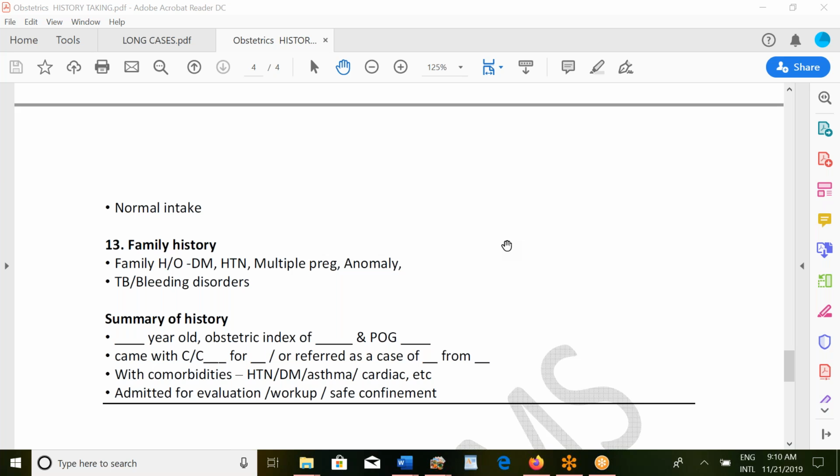Then how you will summarize the history: Mrs. so and so, this many years old, gravida para, with so many weeks of gestation. She came with this complaint, a referred case from somewhere, like an accident at the A&E department or from the OPD. And what were the initial findings on examination?